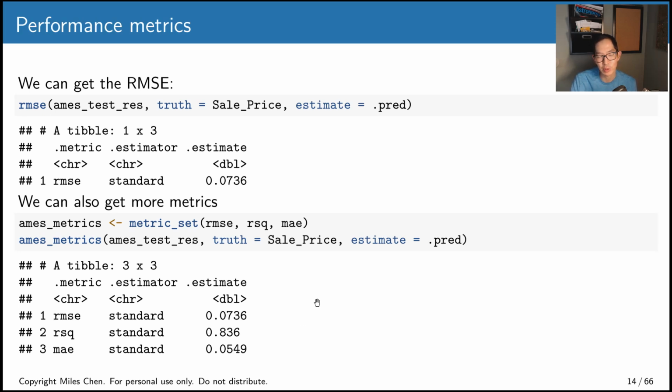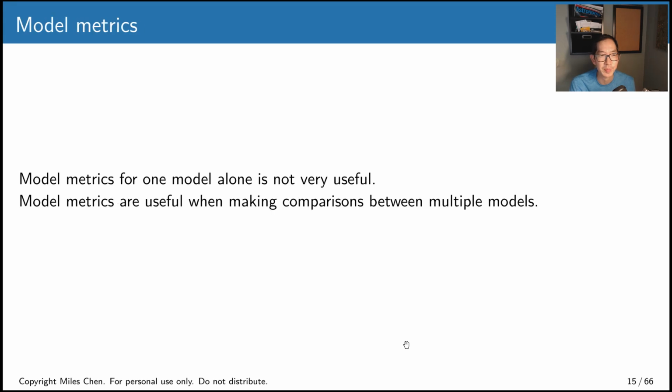And what we would do is have a competing model, a different model, make predictions, and we would gather the metrics for the competing model and compare them with the metrics of the first model to try to decide which model we should use. So model metrics for one model alone are not very useful. Model metrics are useful when making comparisons between multiple models.